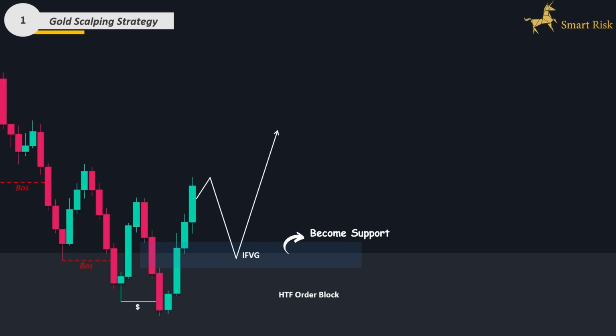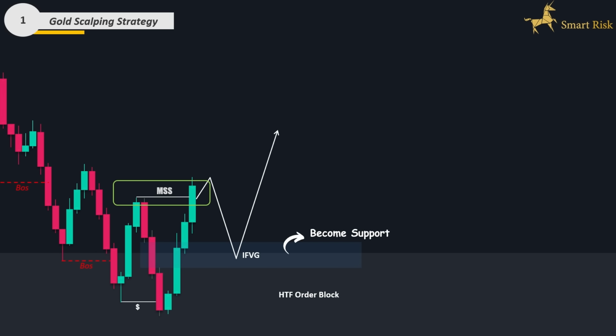And if a market structure shift occurs at the same time, it adds another powerful layer of confluence, making the setup even more reliable. With these confirmations in place, we can expect price to retrace back into the inverse fair value gap, now acting as support, before continuing upward toward the next pool of buy-side liquidity.